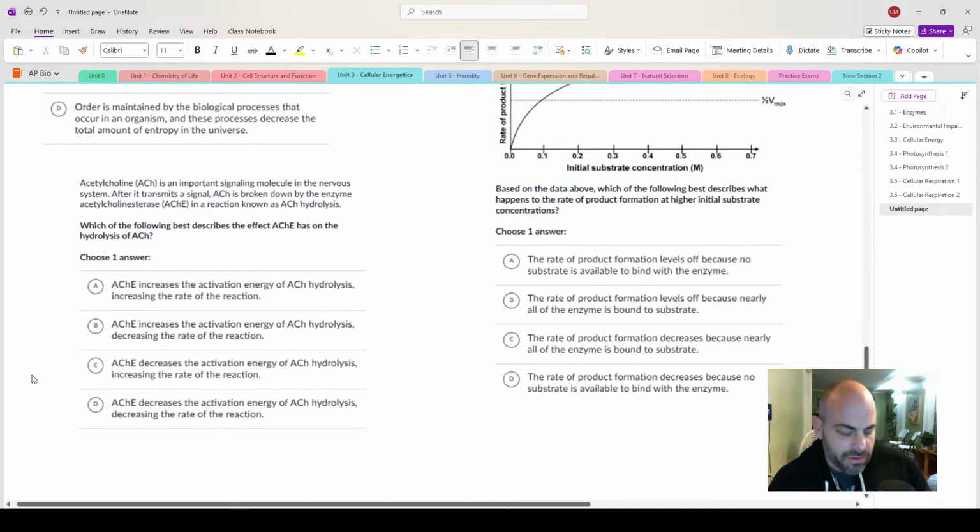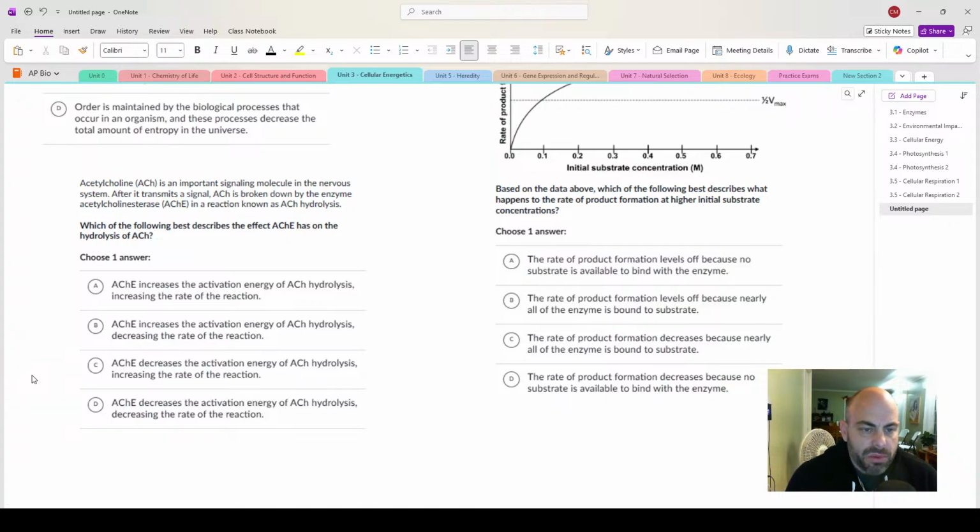All right, let's look at this question. Acetylcholine, ACH, is an important signaling molecule in the nervous system. After it transmits a signal, ACH is broken down by the enzyme acetylcholinesterase in a reaction known as ACH hydrolysis. Which of the following best describes the effect acetylcholinesterase has on the hydrolysis of ACH? Big words, but symbols to make it a little easier.